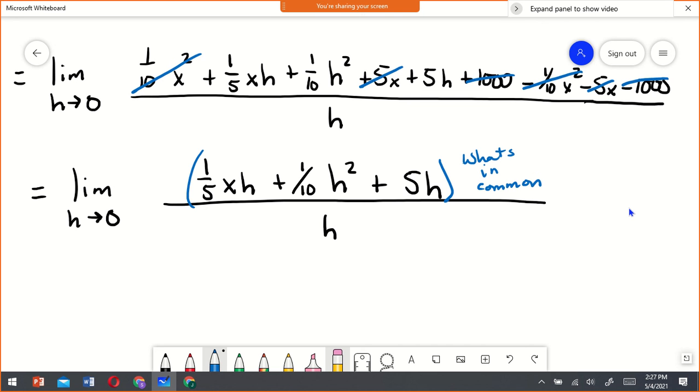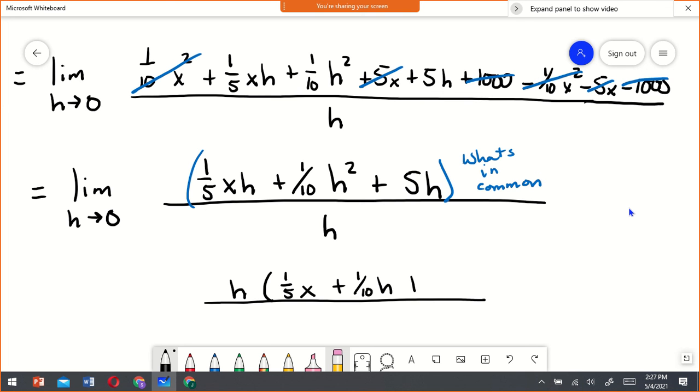We have an h here. We have h times h, because it's h squared in the middle term, and an h in the last term. So I can rewrite this fraction as h times (1/5 x plus 1/10 h plus 5). Right, that 1/10 h, there were 2 h's because it's h squared, so there's still an h there.